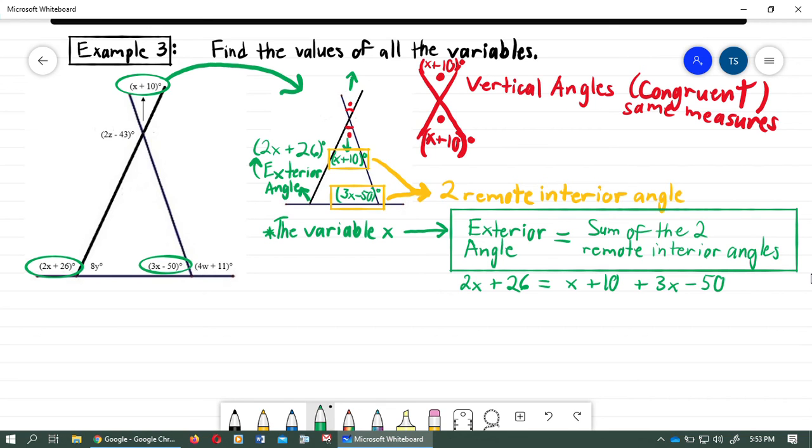I'm not going to take up video time solving for x, I'm just going to show you the answer. So folks, x here is equal to 33 degrees, and that's one of the variables. Remember, folks, we have 4 variables altogether.